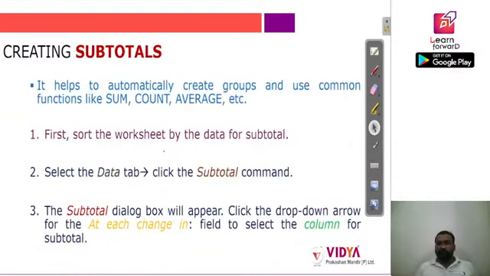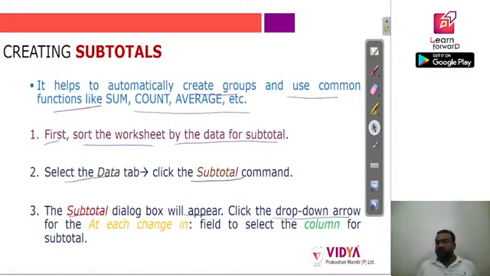Then we have this subtotals. So basically subtotals help you to create the totals just on your specific column. It can automatically create the groups and use common functions like sum, count, average, etc. But for this purpose, what we have to do is we have to sort the worksheet by the data for subtotal. Clear? Then we will go to the data tab. We will choose this command. This dialog box will appear.